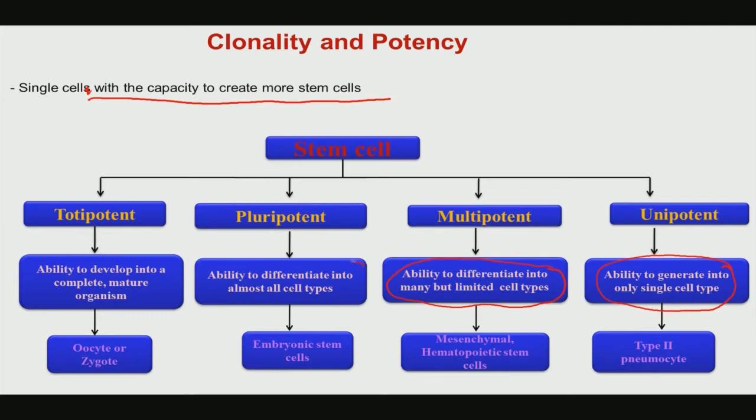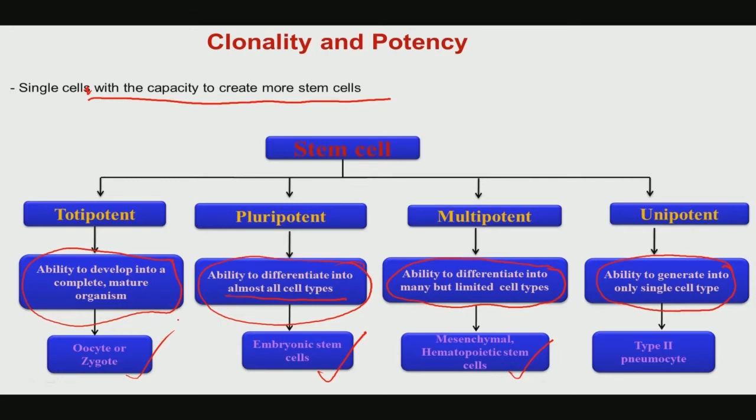Pluripotent means ability to differentiate to almost all cell types, and totipotent means ability to differentiate into all kinds of cell types, so that it can develop or mature into an organism. Some examples are given. A pluripotent example is embryonic stem cells, and you know that most of the clinical trials, if they involve embryonic stem cells, may have a lot of ethical as well as religious issues concerned. Multipotent are mesenchymal and hematopoietic stem cells, and totipotent is oocyte or zygote.